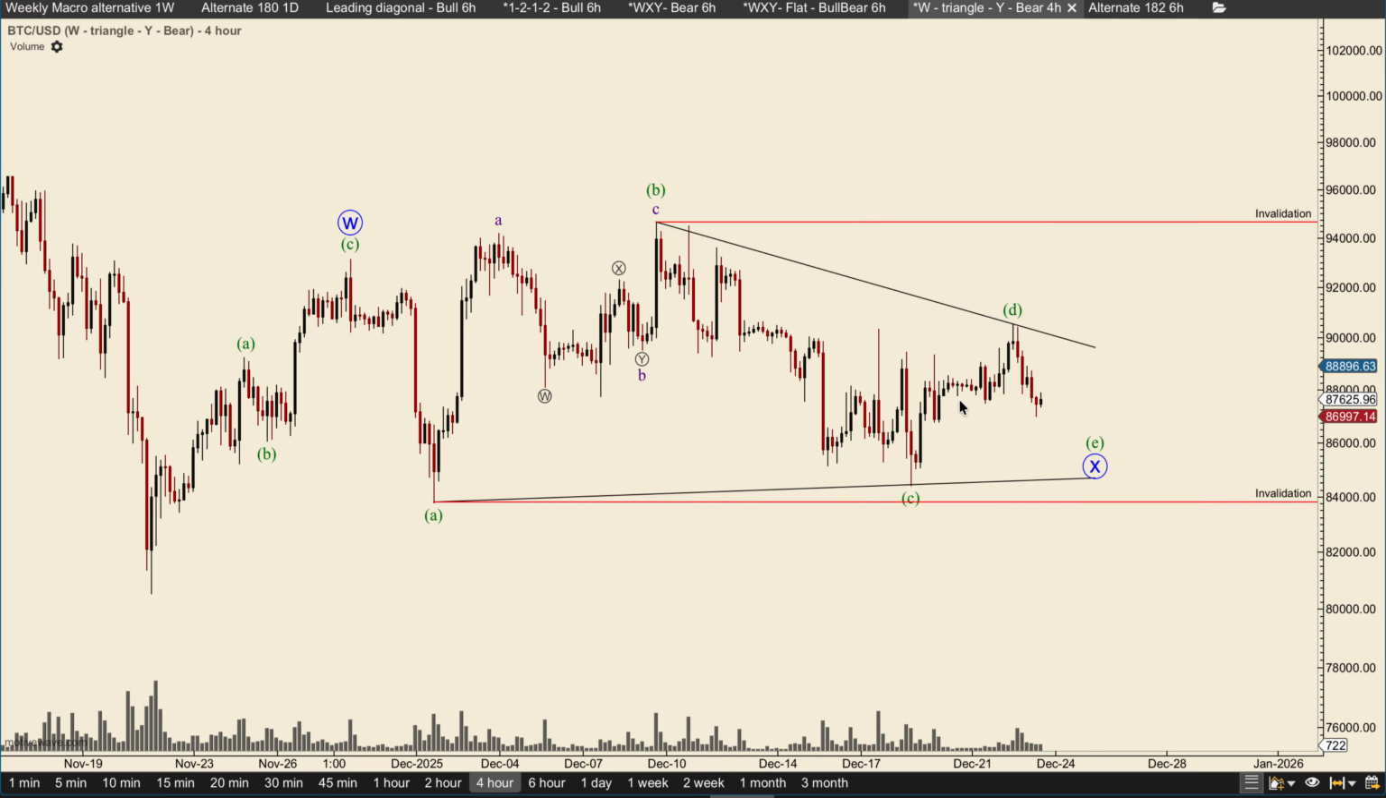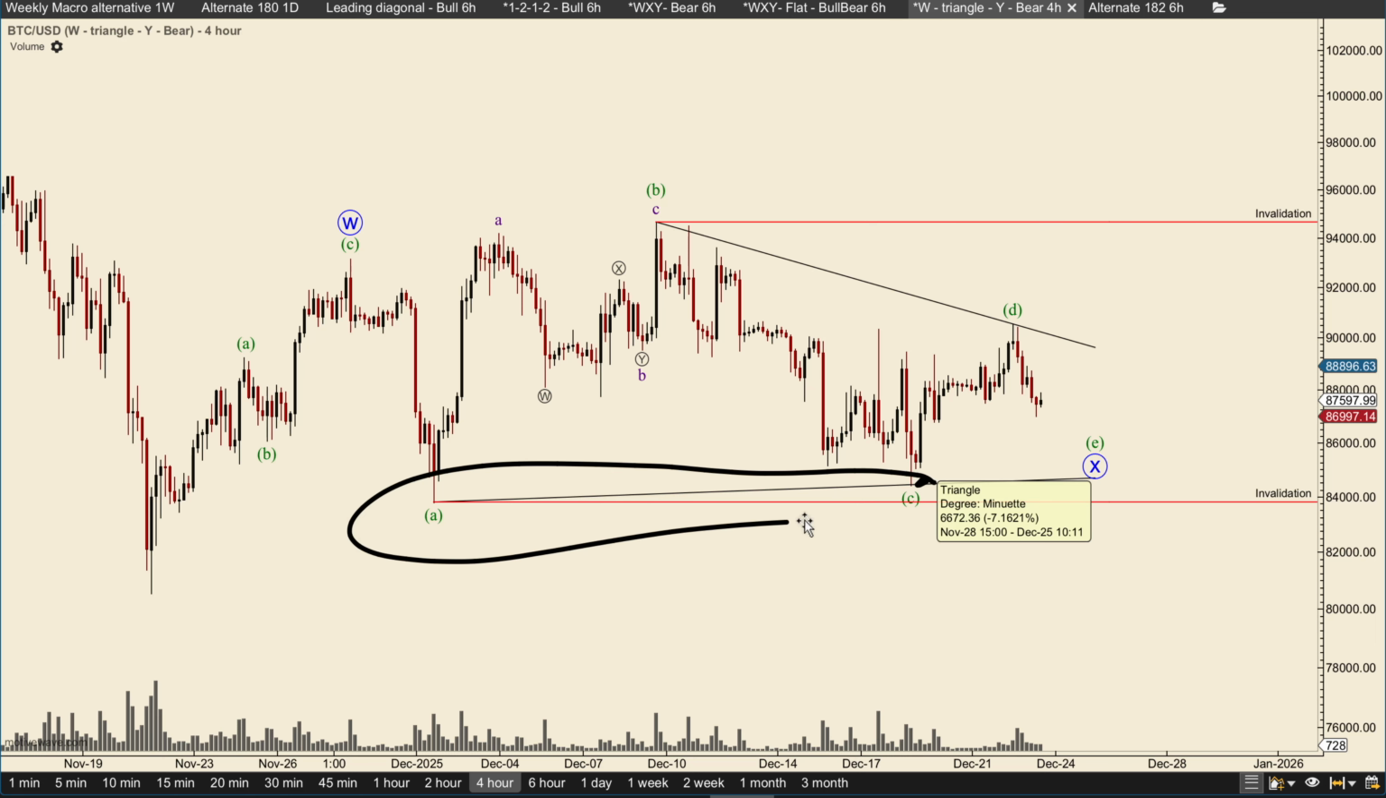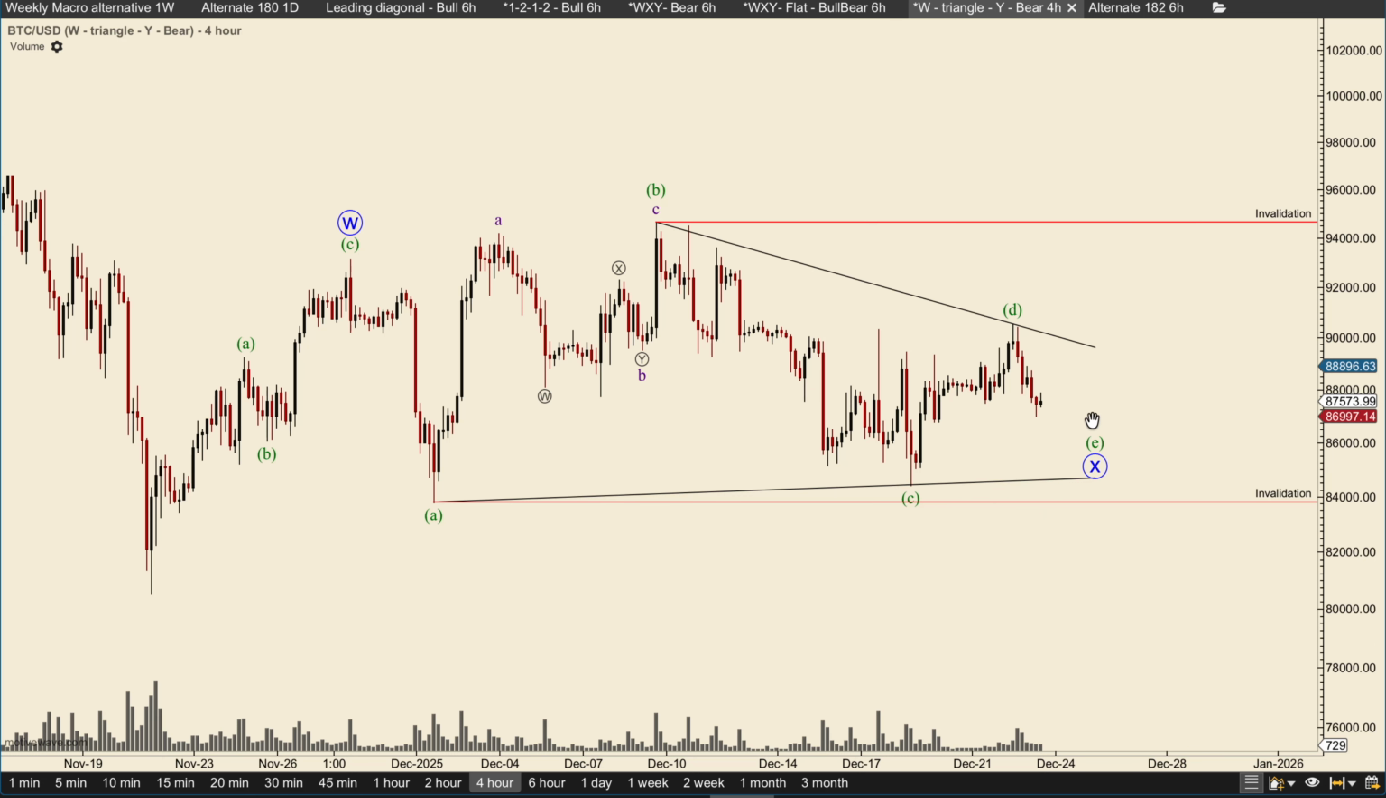And it is unheard of having two triangles after each other. So if this turns out to be a triangle, then it's unheard of to have a triangle as well in wave Y. And if this has a lower probability of being a zigzag since it hit the 70 fib, then this has a higher probability of being a flat. And an expanded flat is the most common flat. So then it is something like this.